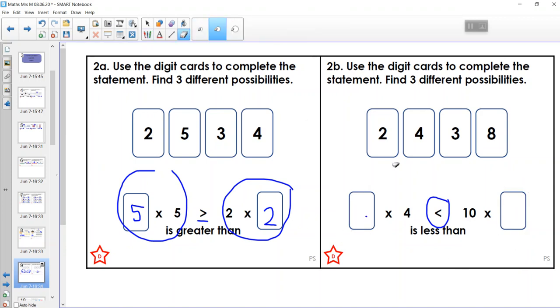Wonder what else we could say. Well, I suppose we could say that 8 times 4, which I know is 32, is less than 10 times 4, which would be 40. I could say 2 times 4, which is 8, is less than 10 times 8, which is 80. And there were other possibilities as well.